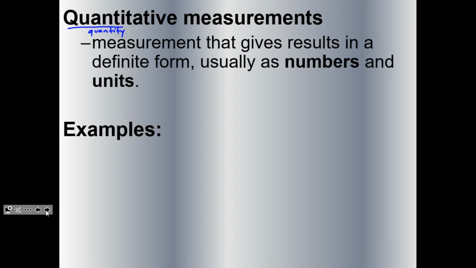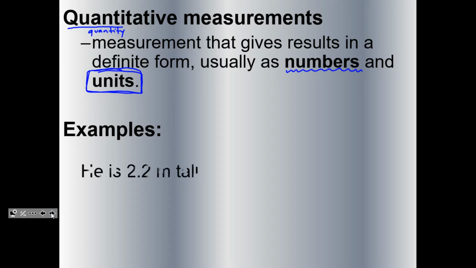The second term is quantitative. It's just the opposite. Quantitative, you have the word quantity squeezed in there. And a quantitative measurement is a measurement that gives results in a definite form, usually as numbers and units. So this is key. A lot of us like to use numbers when we're describing and counting things, but what we're going to have trouble with here is actually attaching a unit onto our number.